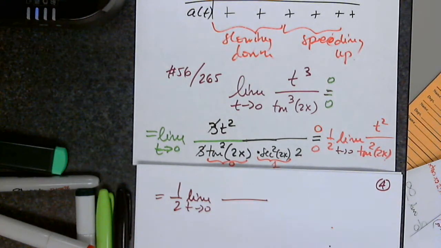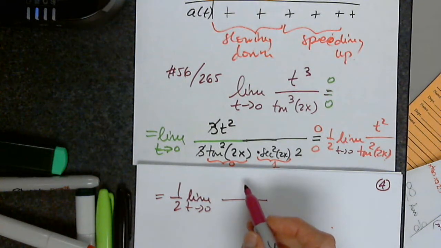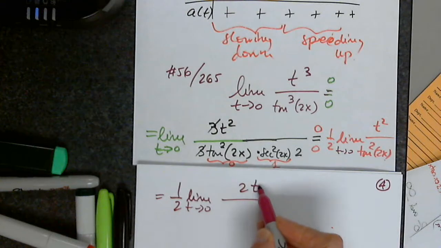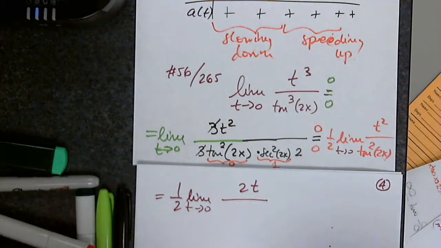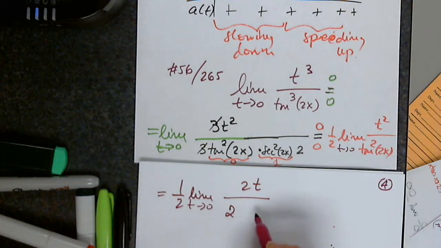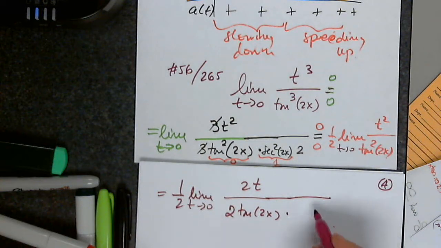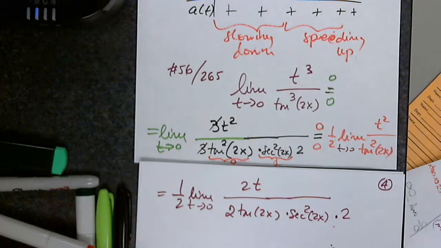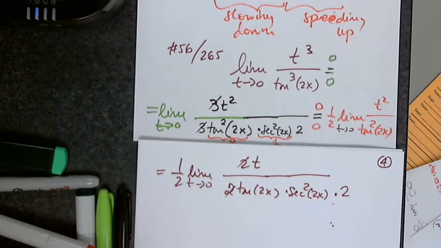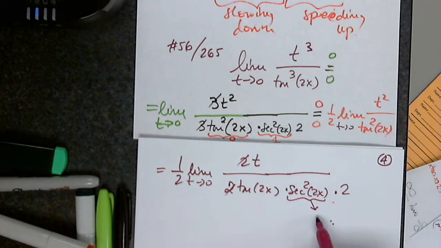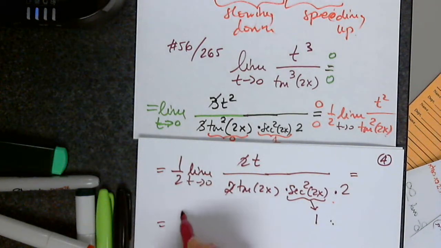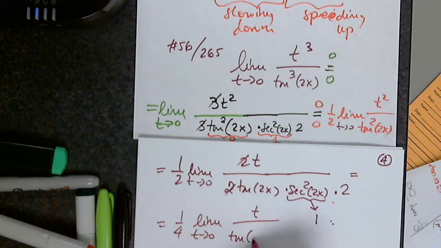The derivative of the top is good. The derivative of the denominator is 2 tangent 2t times secant squared of 2t times, excellent. This 2 will go away. How much is this? We already know. 1 times 2 multiplied by 1/2 in front. This is 1/4. Limit as t approaches 0 of t over tangent of 2t.